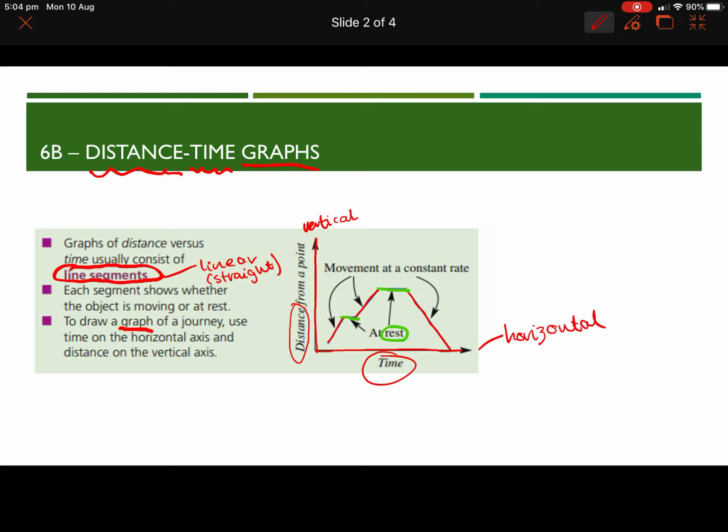So it's important, pause it here and make sure you write down these notes for distance time graphs, and we'll jump into some examples.